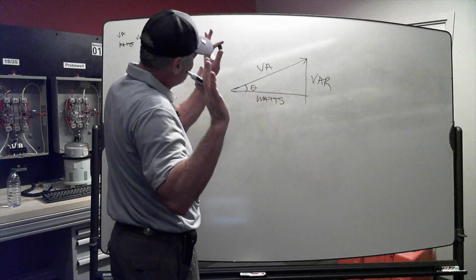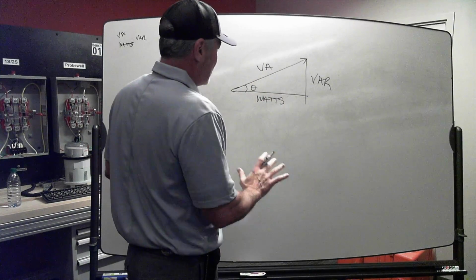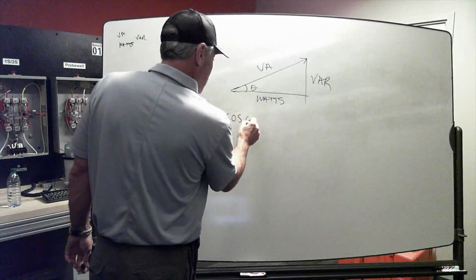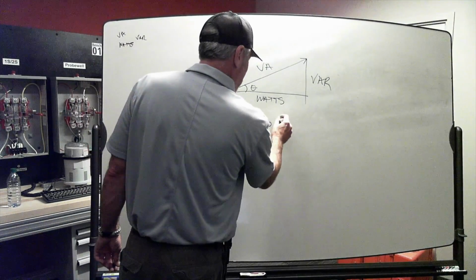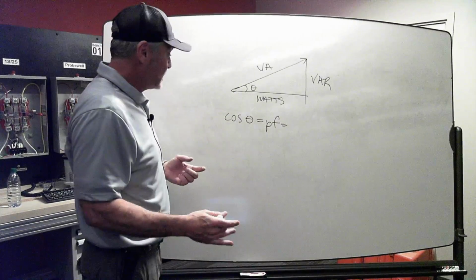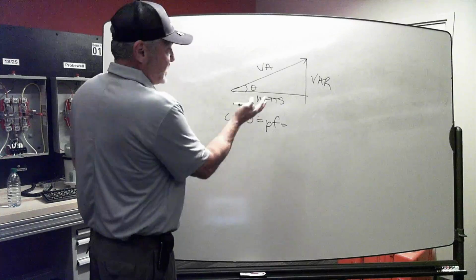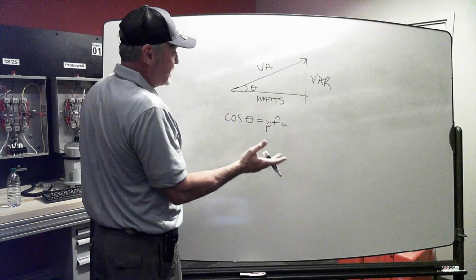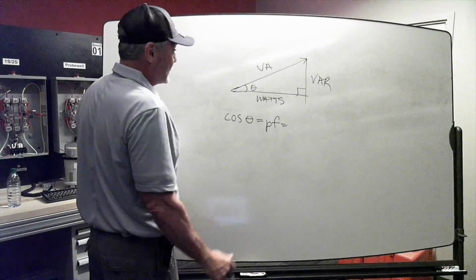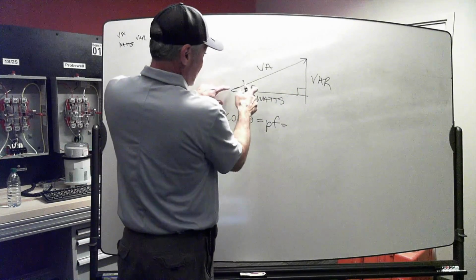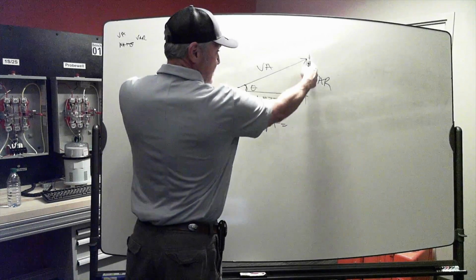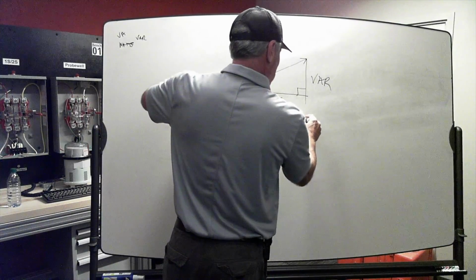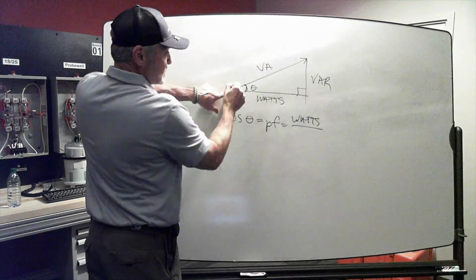These would actually be vectors, added as vector math, but we don't need to get into that. We're going to keep it real simple. We said the cosine of theta equals the power factor, right? The function of cosine in trigonometry, on a triangle, is the adjacent side over the hypotenuse. In a right triangle like this, where one angle is 90 degrees, this is the hypotenuse, this is the adjacent side for this angle, and this is the opposite side. So in this case, it is the adjacent, which is watts, over the hypotenuse, the long one, which is VA.